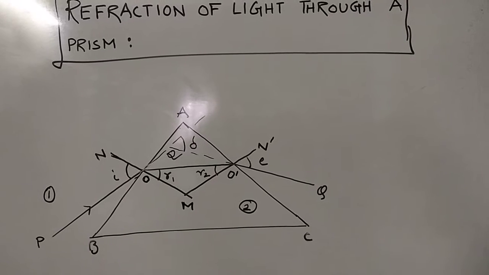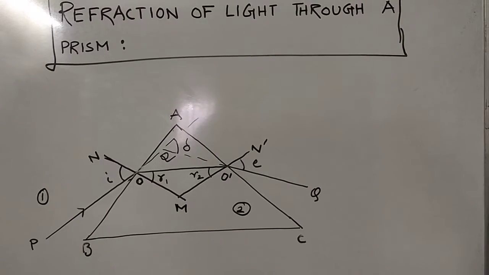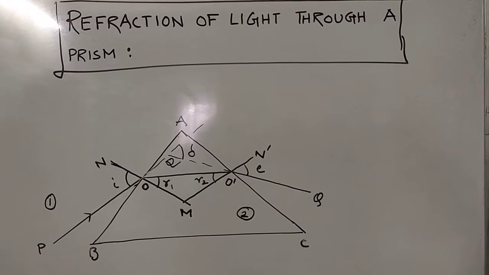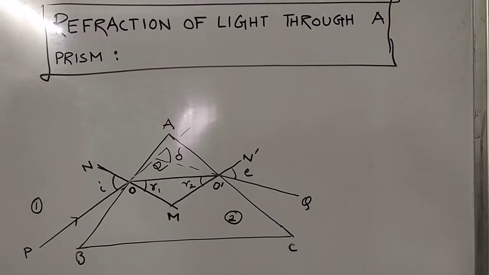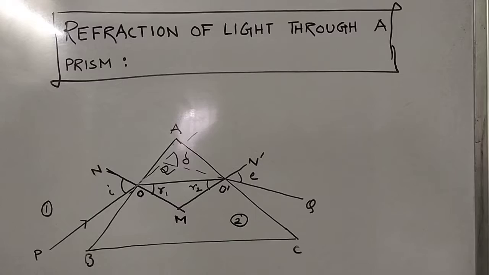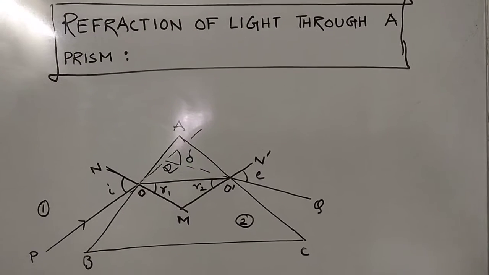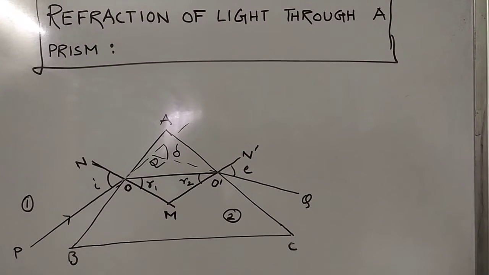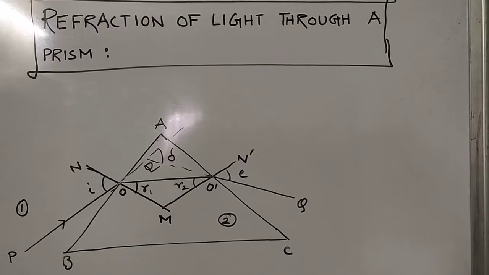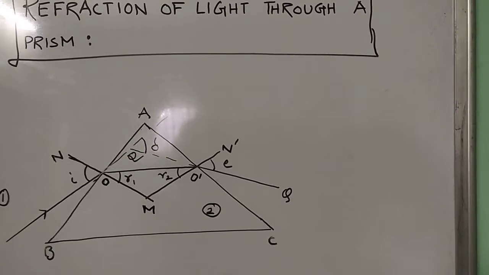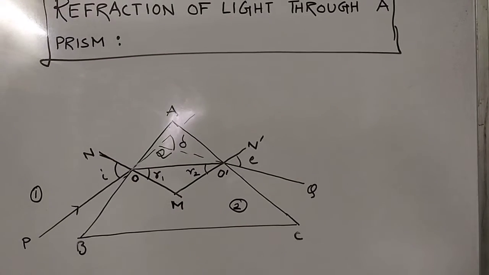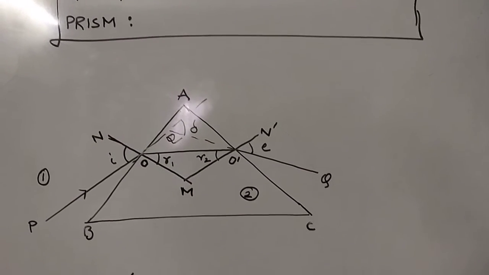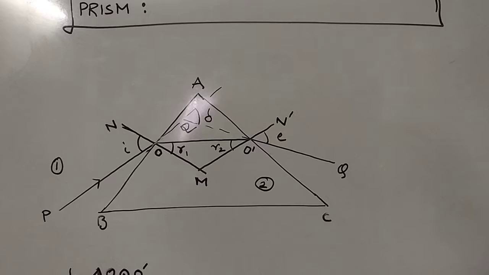angle I. Where it strikes the prism, we have drawn a normal, and I is the angle made by the incident ray with the normal. Now it suffers refraction. Refraction is definitely from rarer to denser, that's why the ray bends towards the normal, and the angle of refraction is R1.